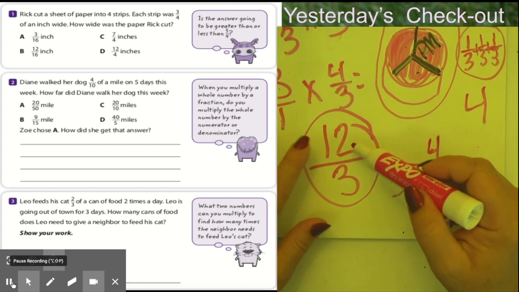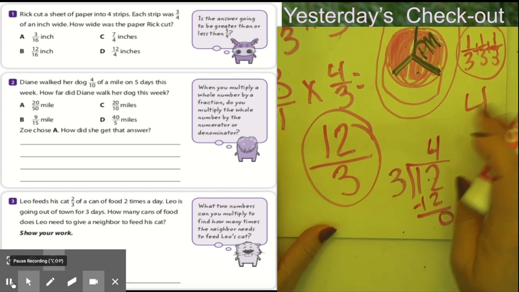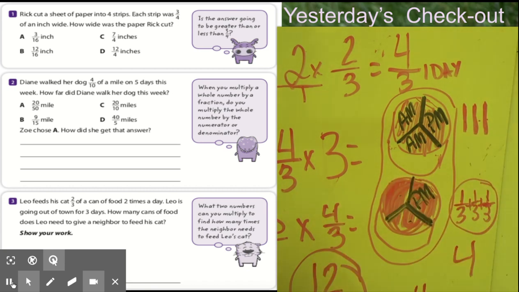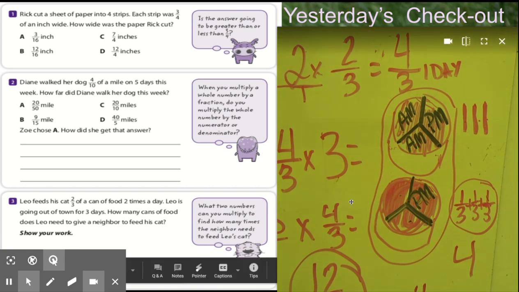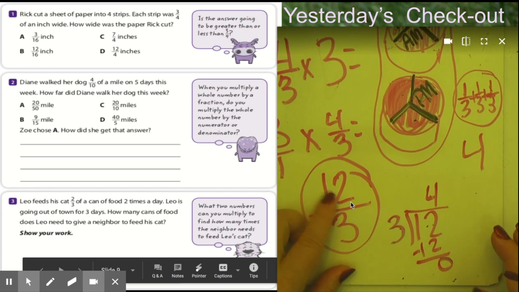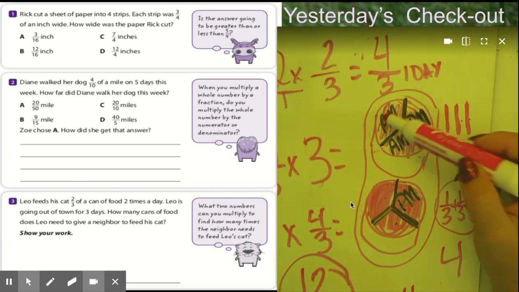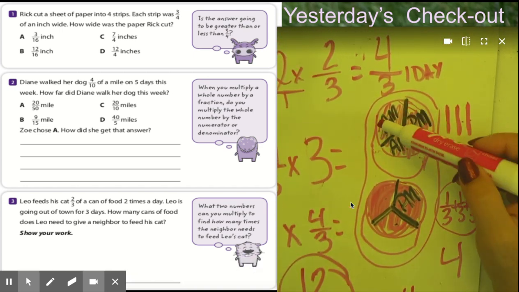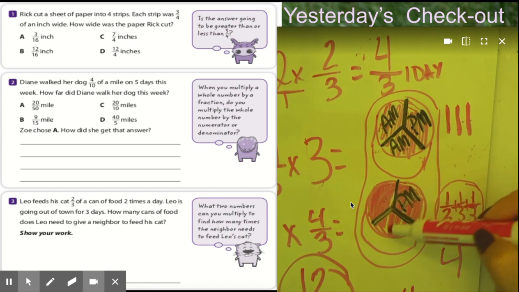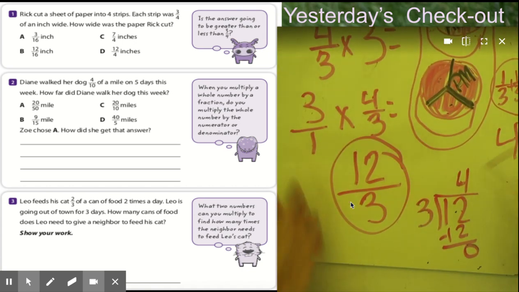That means you need 12 pieces. I apologize for that. You need 12 pieces when they're cutting up to thirds. So you need 1, 2, 3, 4, 5, 6, 7, 8, 9, 10, 11, 12. So 4 cans. You need to give them 4 cans of food.